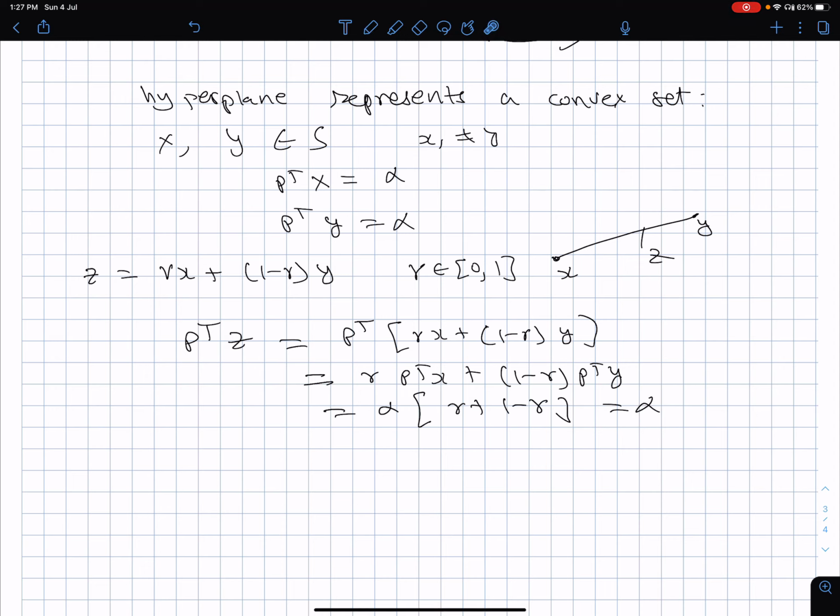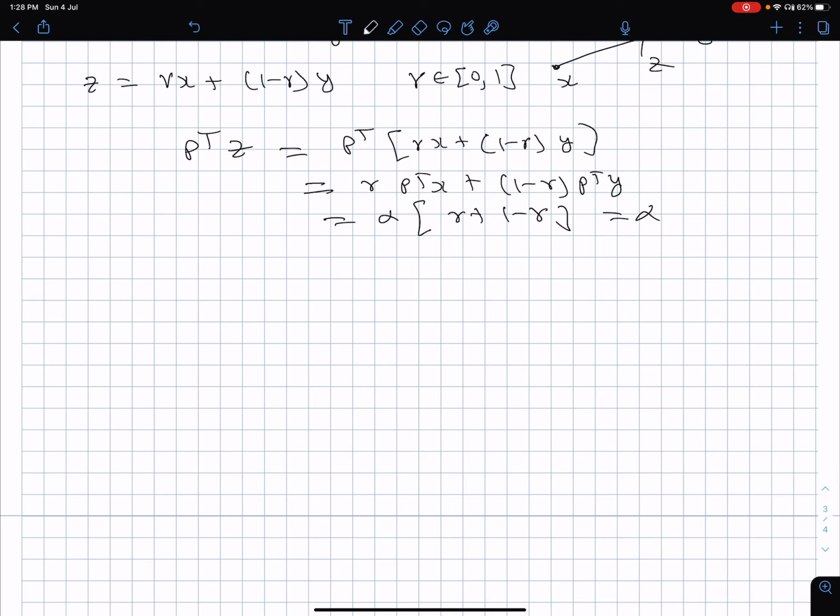So where did the point z end up? The point z also ended up on the hyperplane. So that means that all points on this convex combination of x and y are also on the hyperplane. If all points on the convex combination are also on the hyperplane, then the hyperplane becomes a convex set. Okay.